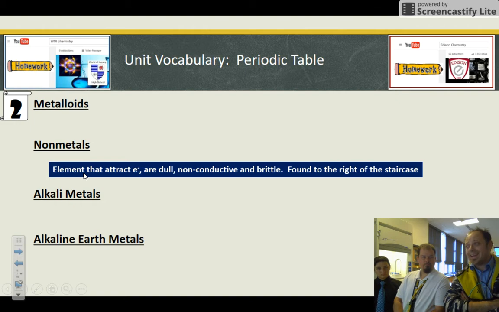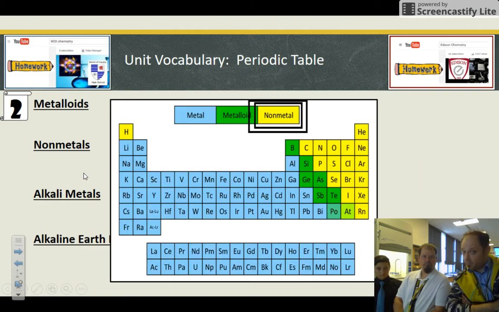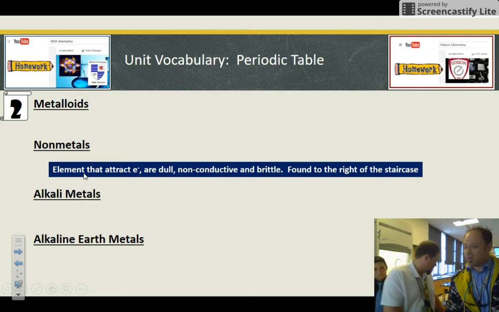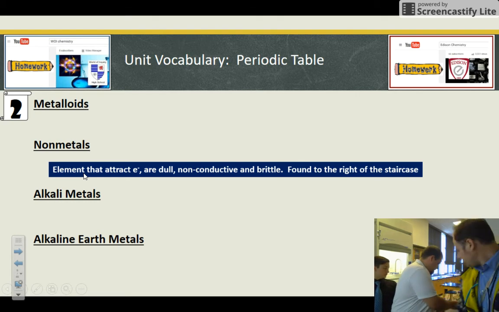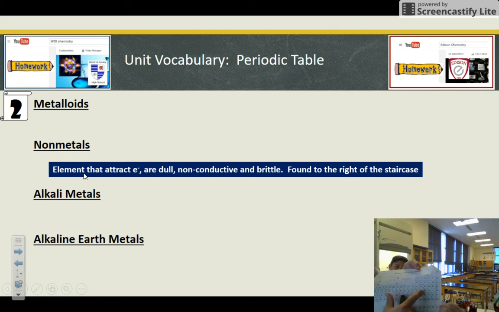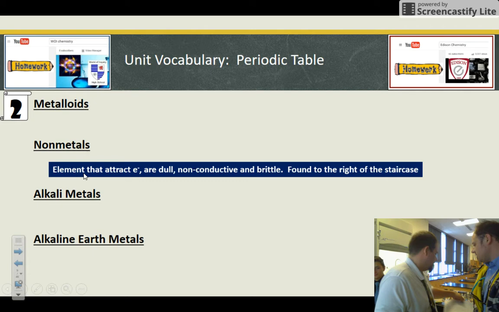Non-metals, these are on the right-hand side of the periodic table. The yellow ones in that picture. They attract electrons, they're dull, not conductive, brittle if they're solids. Oftentimes they're gases. The periodic table has a dividing line, it's the staircase. The left is metals, the right is non-metals, and some of the ones that touch the staircase are the metalloids. Let's show them what that staircase is. See that bold line right there? It's a staircase. That's the dividing line.